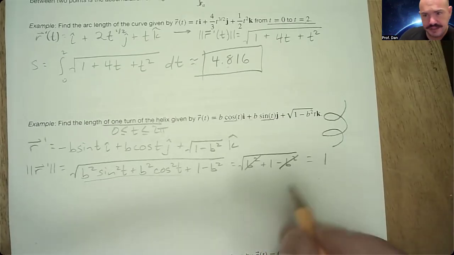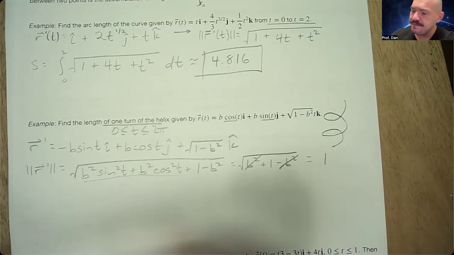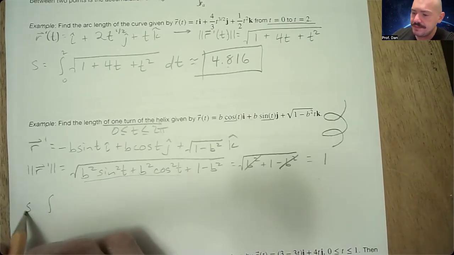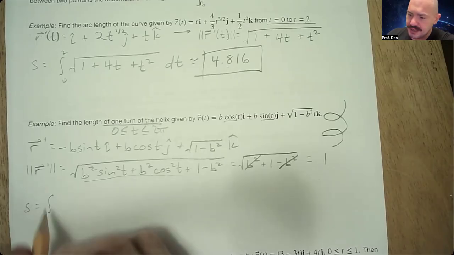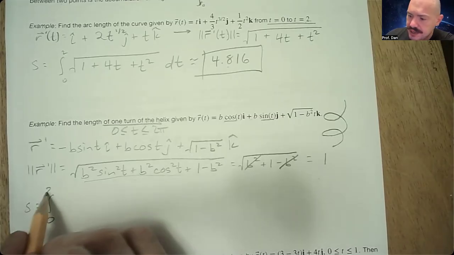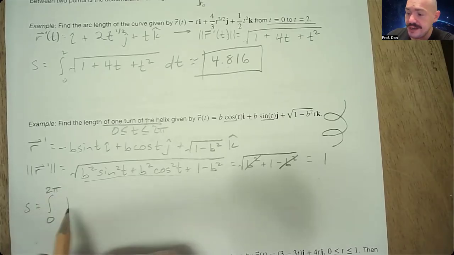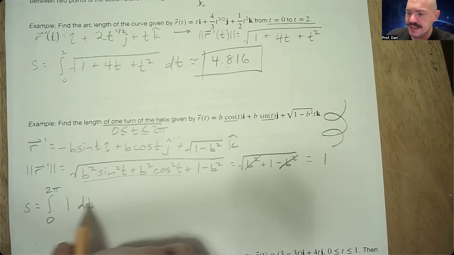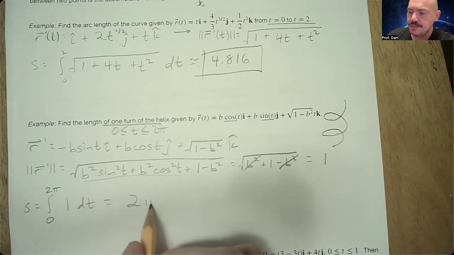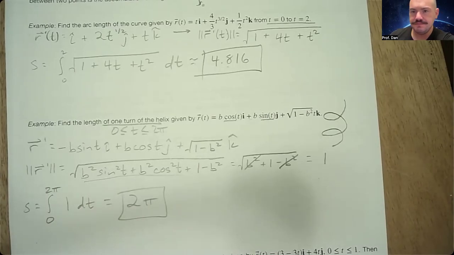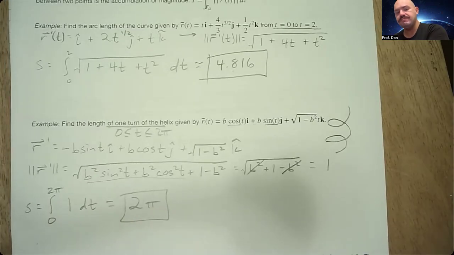That actually makes the integration super easy because now we're just taking the integral. So our arc length S is the integral from 0 to 2 pi of 1 dt, which is 2 pi. 2 pi minus 0, 2 pi.